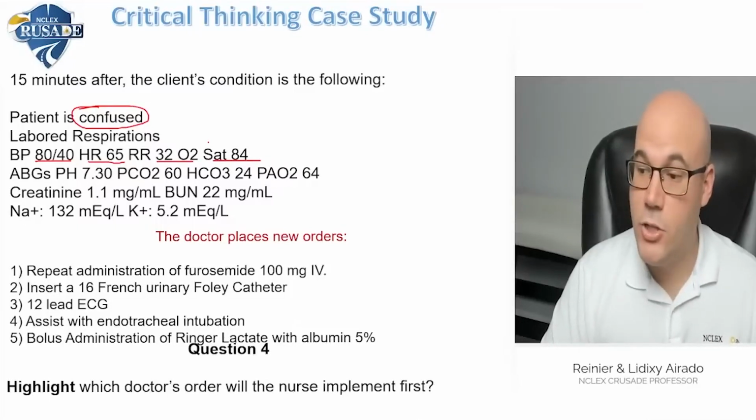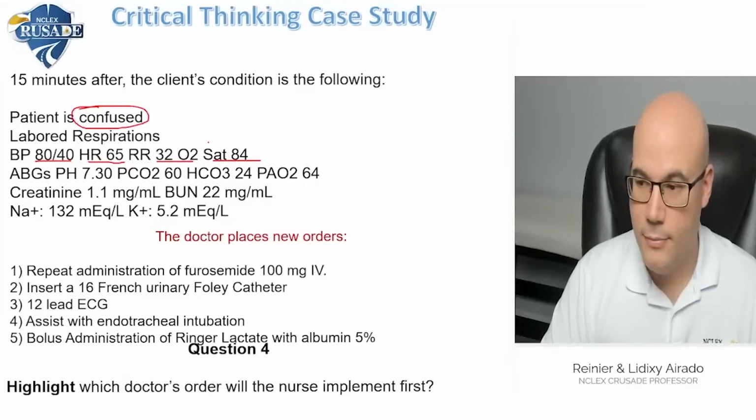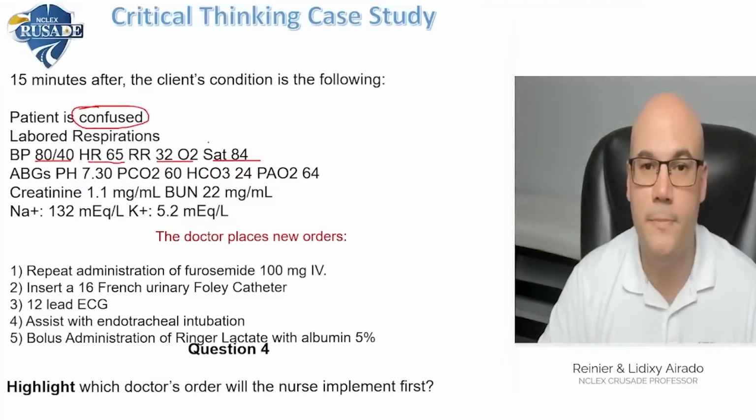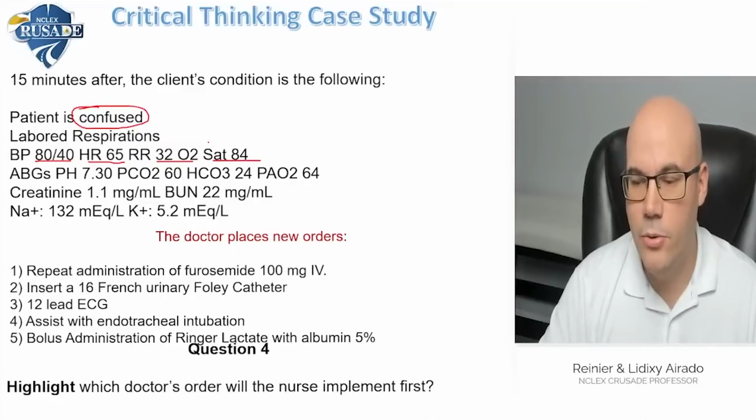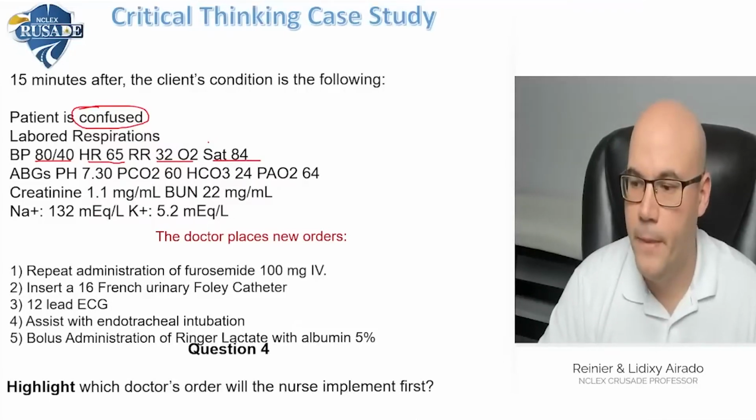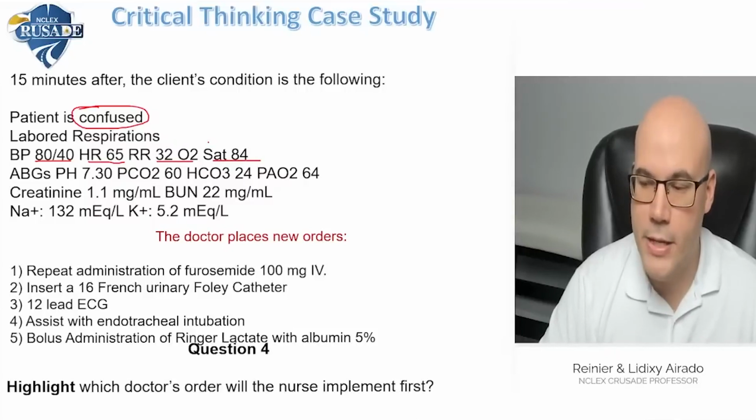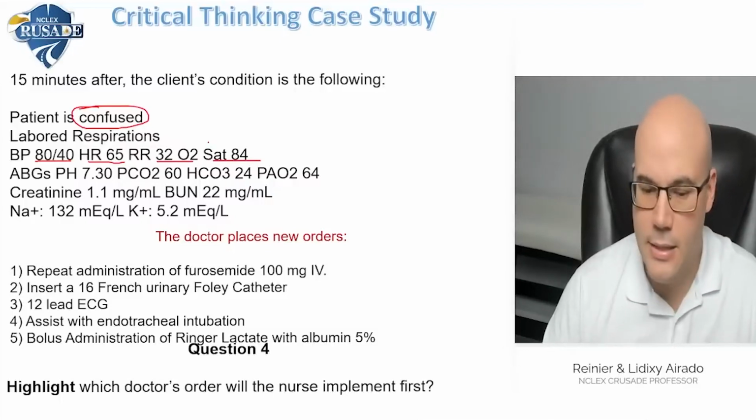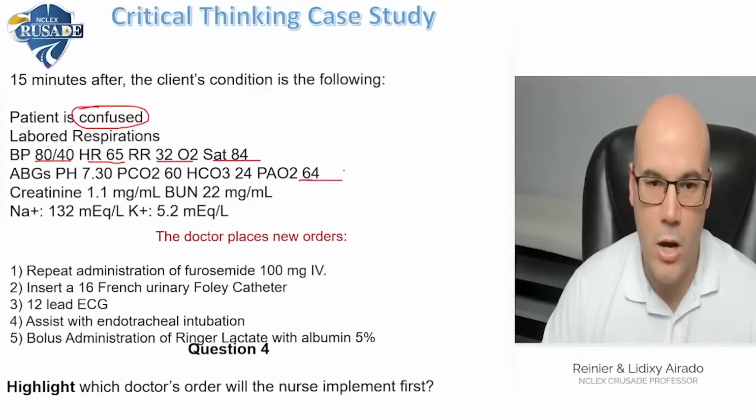Now they're giving you an ABG, so you have to interpret the ABG. I hope you know how to interpret an ABG, right? If not, there's a video here in our channel where I teach how to interpret an ABG. So pH is 7.30, acidosis, CO2 is 60. We have high CO2. So we have respiratory acidosis. The bicarbonate is doing absolutely nothing. So we have uncompensated respiratory acidosis and an extremely low pressure of oxygen that is 64. The normal is 80 to 100.